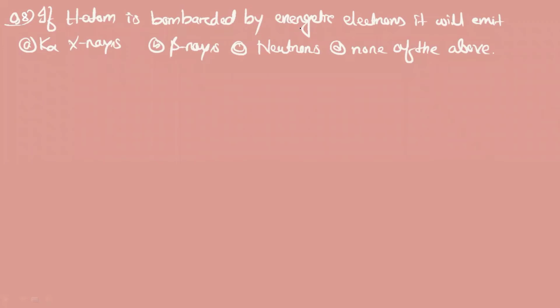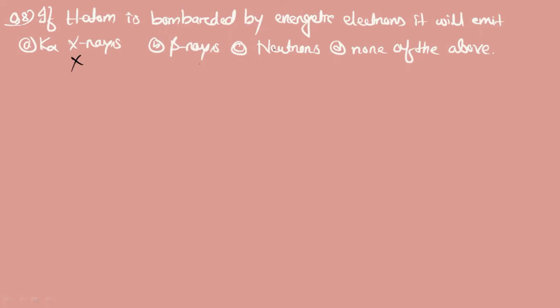So now let's see the next question. If hydrogen atom is bombarded by energetic electrons, it will emit K alpha X-rays, beta rays, neutrons, none of the above. So first of all, when you see the X-rays, you know, hydrogen is the least energetic element. Okay. So even if you take the most energetic line of the hydrogen atom, that means when electron will drop down from the second shell to the first, then you will get that much energy only, so that an ultraviolet photon will be released. So hydrogen atom cannot emit X-rays. So the first option is not correct.